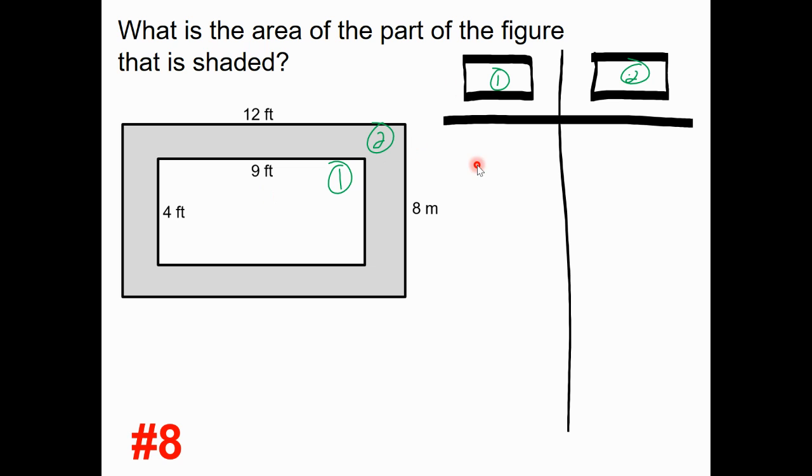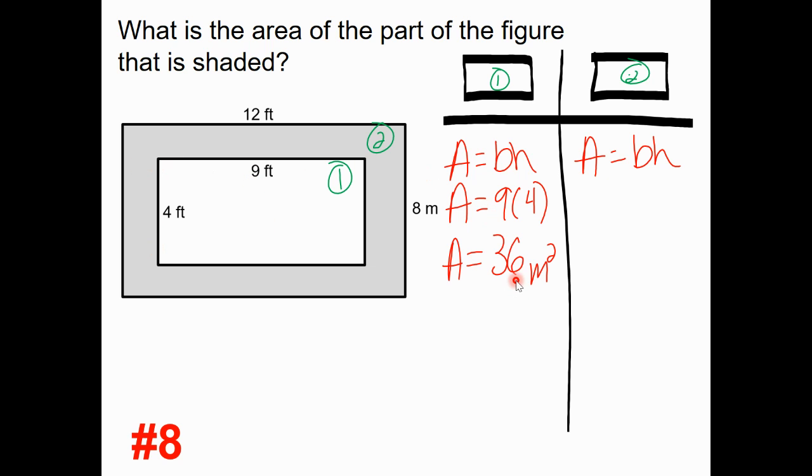So starting with the first rectangle, we know that the formula is the same for both, base times height for rectangles. So on the first one, we're going to do base times height, which would be 9 times 4 is 36. And we're going to do the same thing for the bigger rectangle. We have 12 times 8 is 96.